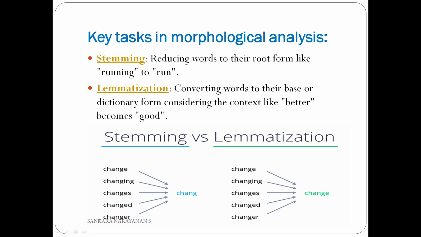So these are the examples for stemming and lemmatization. Here I am giving change, changing, changes, changed and changer. With stemming, these will be converted into CHANG. With lemmatization, they are converted into the root form. That is, change, changing, changes, changed and changer, everything is converted into the root form, that is change.